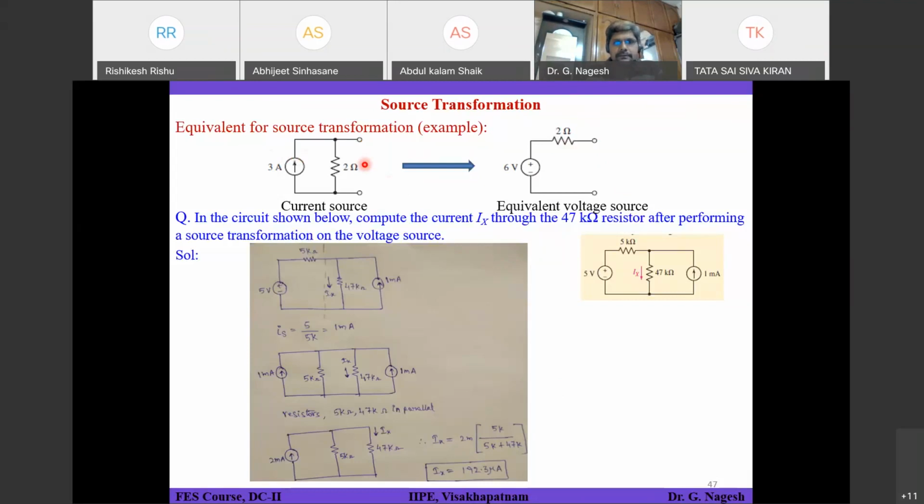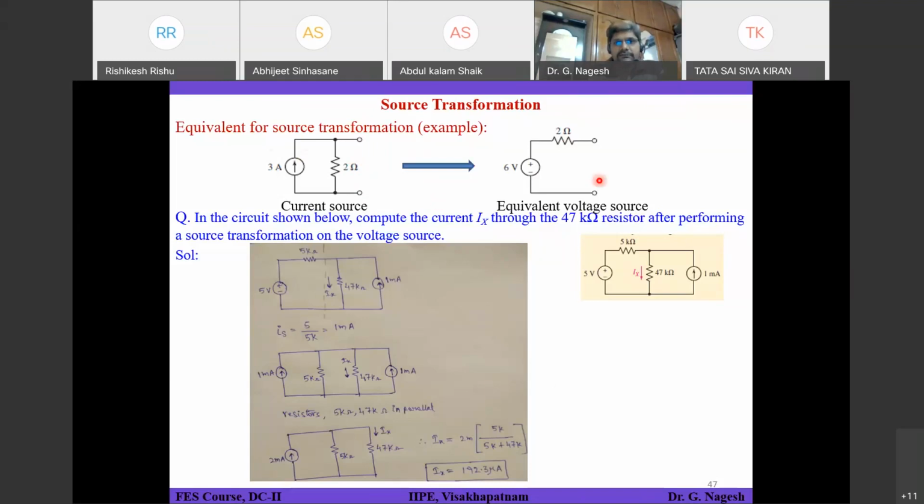Across this 2 ohm resistor, you connect 1 ohm, let's say. That means some load is there, and that load has a value of 1 ohm. Try to find out what is the current flowing through that 1 ohm, using any method you apply.